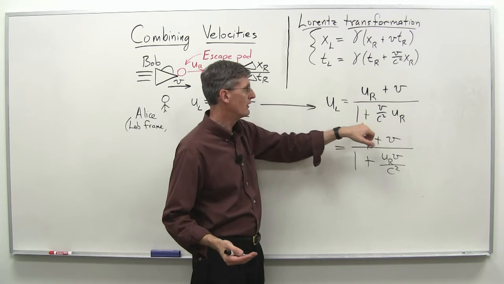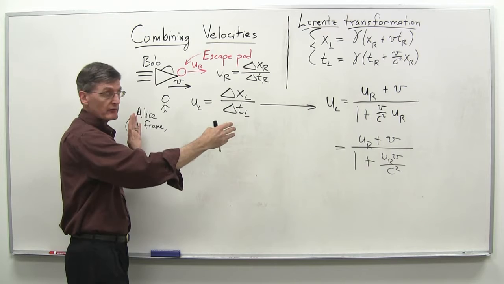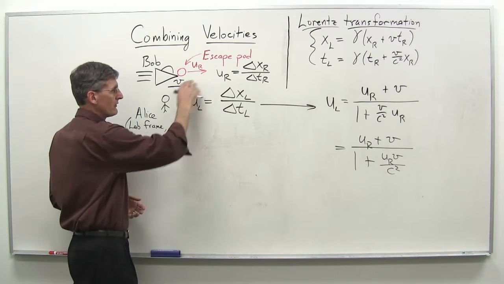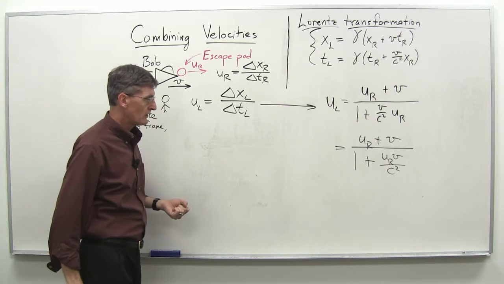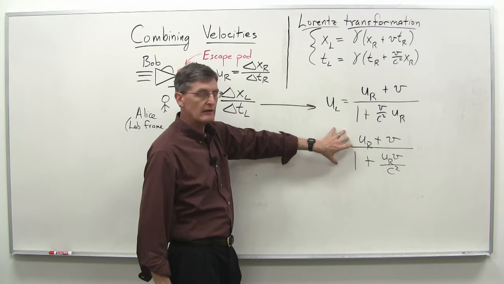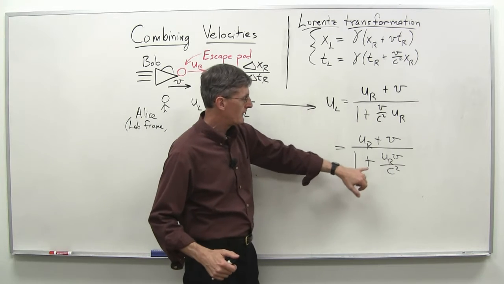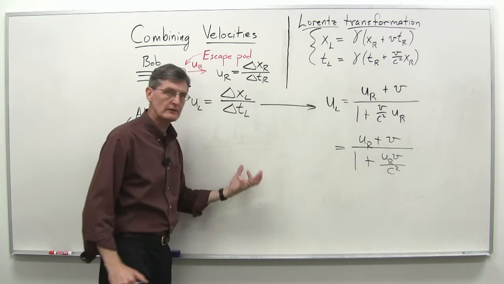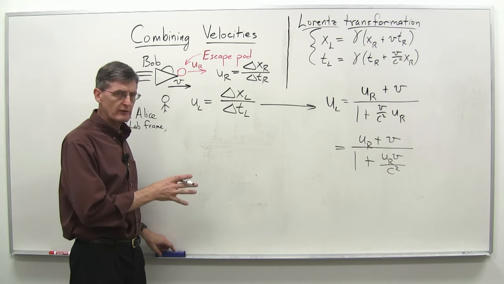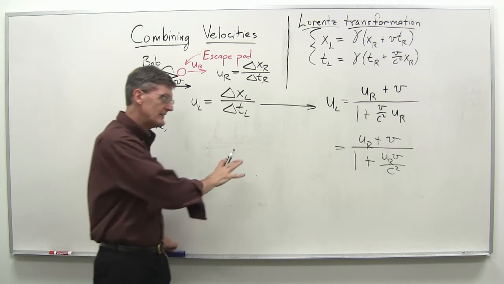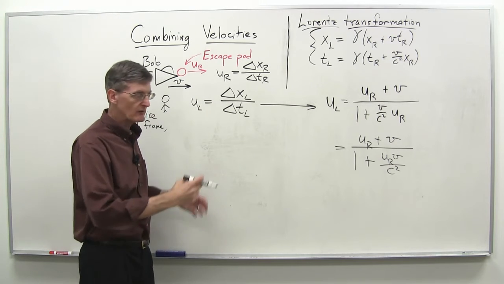This just becomes u sub r plus v over 1 when v, the relative velocity between the two frames of reference, and u sub r, the velocity of the escape pod, or the velocity of the object in the other frame of reference, is small compared to c. So we see that this reduces to our normal Galilean transformation, addition of velocities, when u sub r and v are non-relativistic, as we might say. In other words, not near the speed of light. So that's good news. If we didn't get that, something would have been wrong, because we know in our everyday experience the Galilean addition of velocities works.